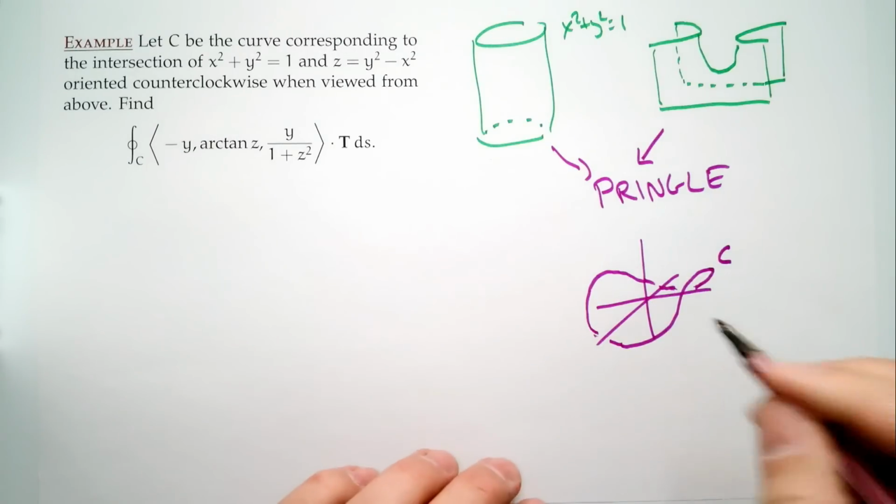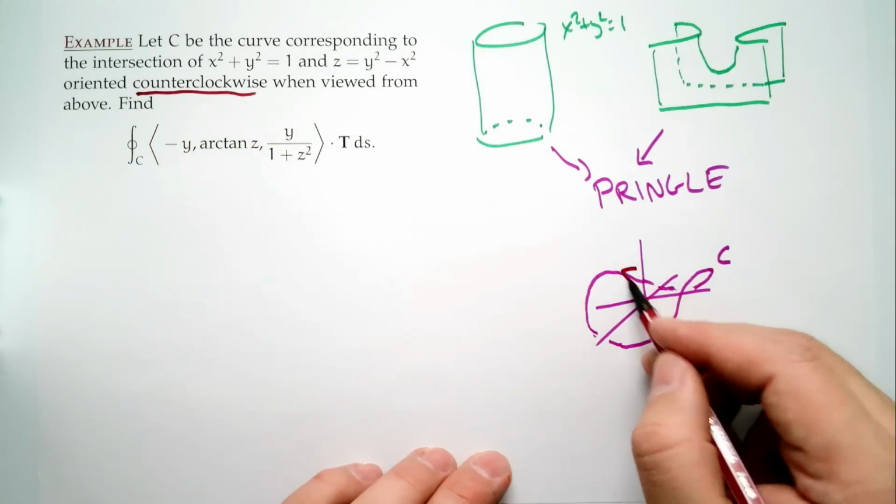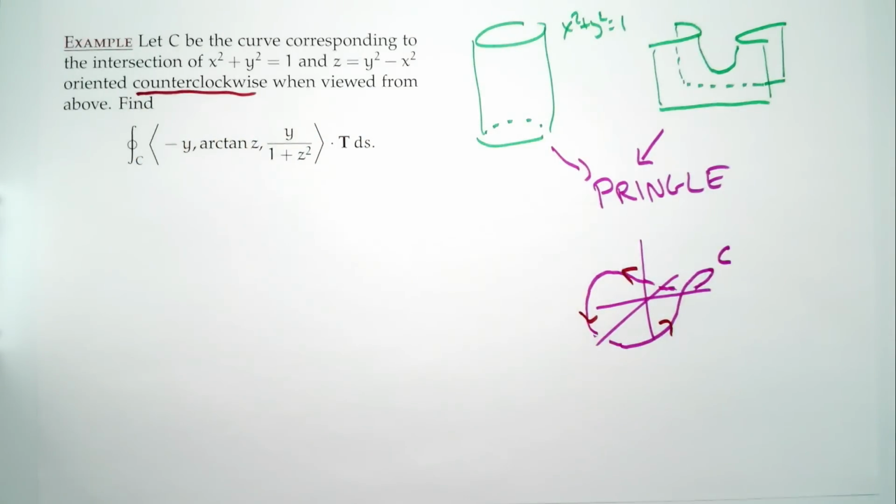And while you think about that, I will not. We already told how it was oriented, so it's oriented counterclockwise. So, does Stokes' theorem still apply if all you have is a curve?